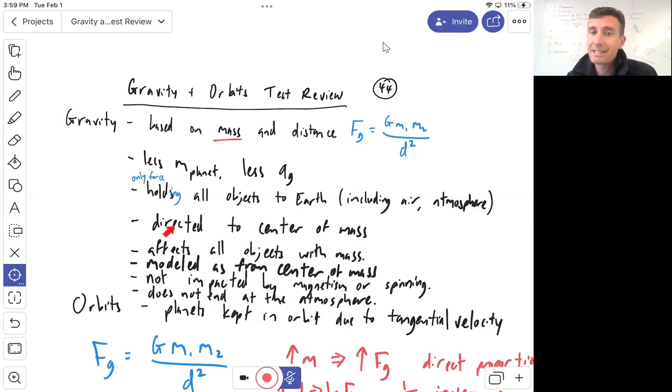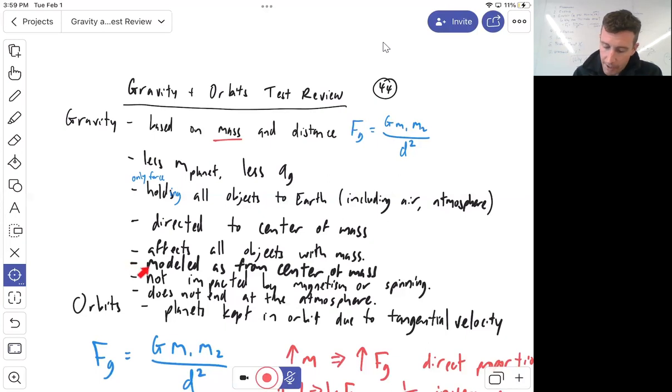Gravity is directed towards the center of the mass of the planet or towards the center of the mass of the object. So often that's also in the center of the object, like in the Earth, the center of mass is the center of the object. So the direction of gravity is always down to the center of the planet. But if something was not evenly dense or evenly shaped, then it would be directed to the center of where the mass is. So if there's a denser part, it might be directed slightly towards that denser part. Gravity affects all objects that have mass, so literally everything in the universe that has mass.